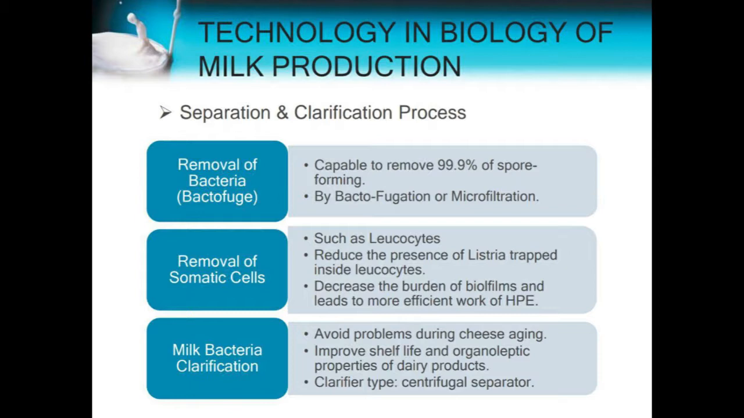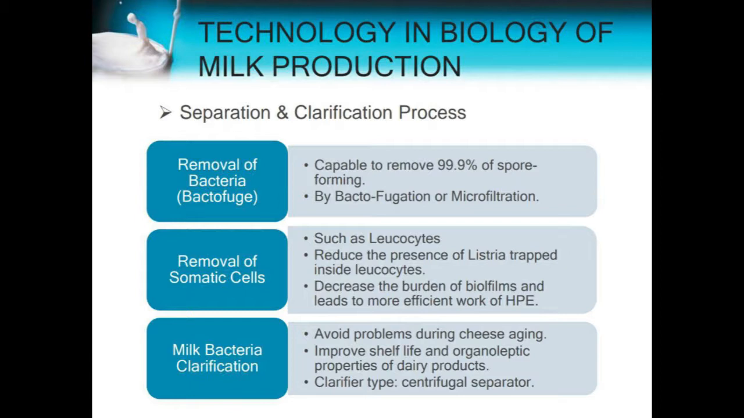Next is removal of somatic cell. Somatic cell is known also as leukocyte. This will reduce the presence of listeria that is trapped inside the leukocyte. It will decrease the burden of biofilms and lead to more efficient work of HPE.